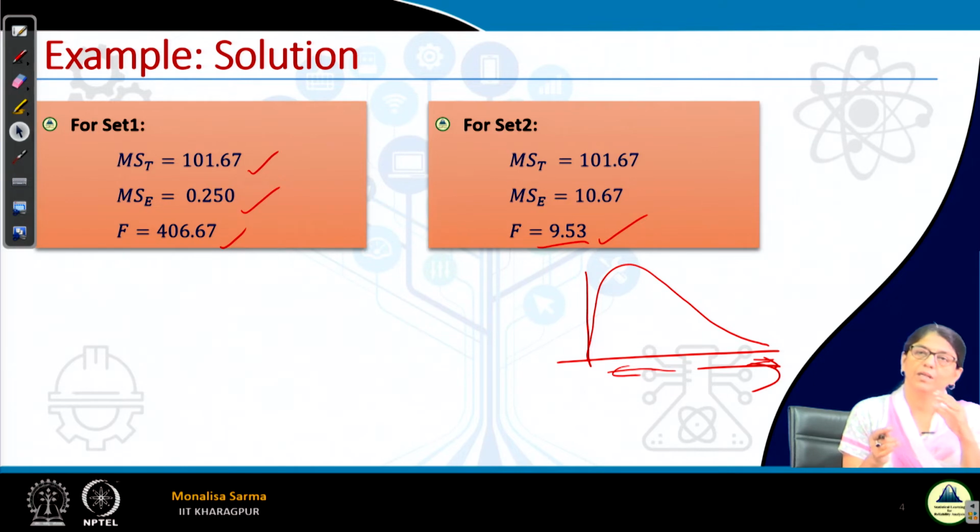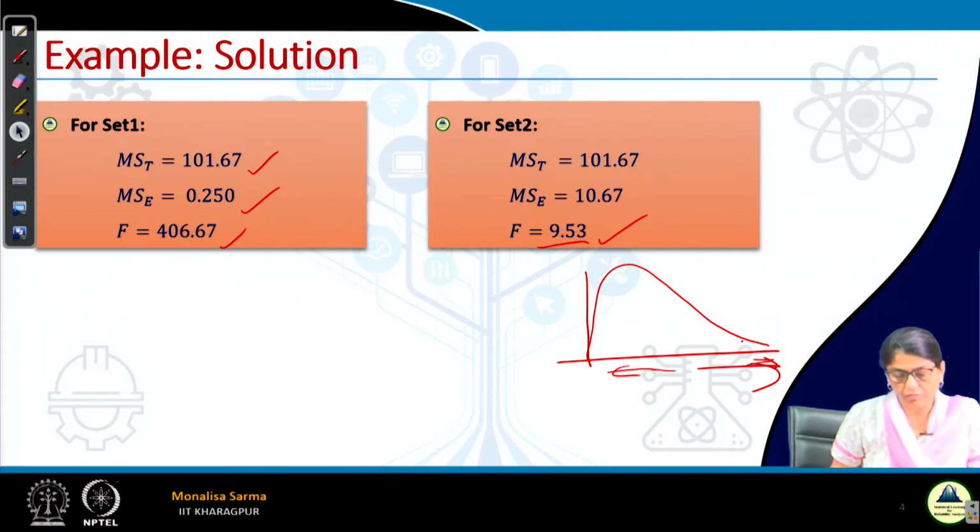The lower tail we would get only when the MST value is less, when the MST value is lesser than the MSE value, which is very unlikely. We are not interested in finding that. The MST value will be bigger when the treatment means are different, isn't it. So, we are only interested in the upper tail.